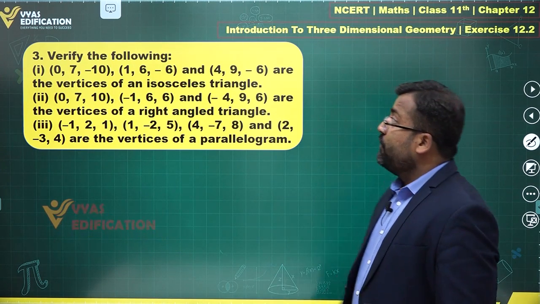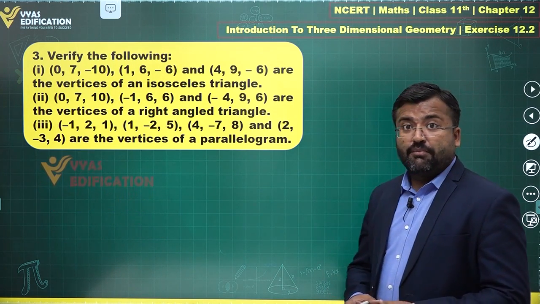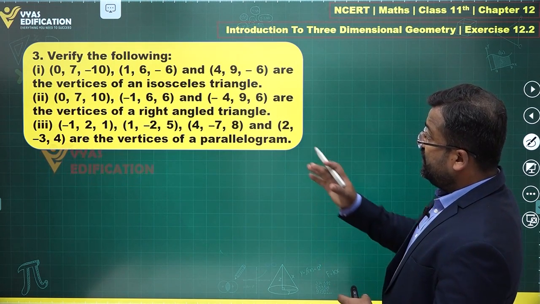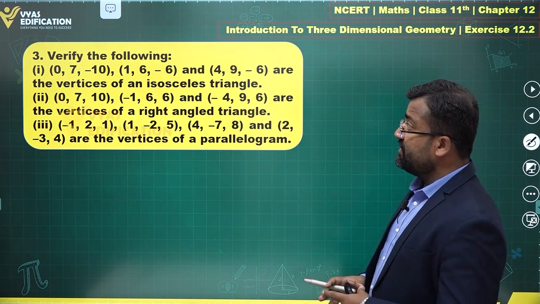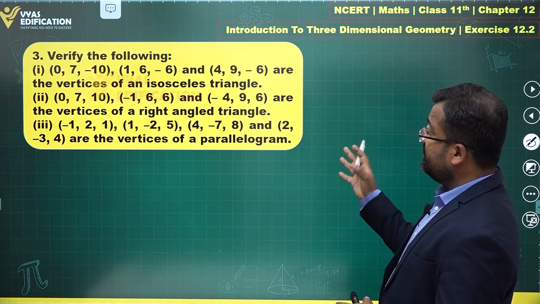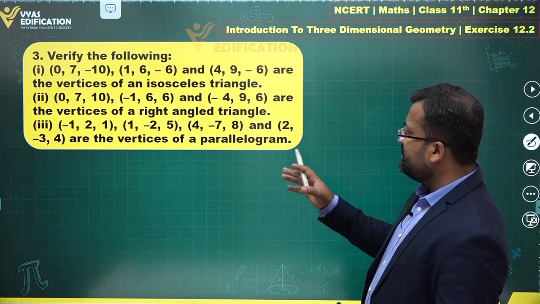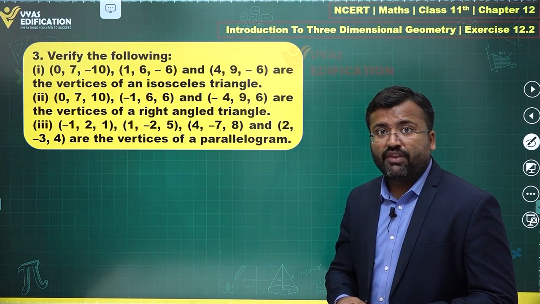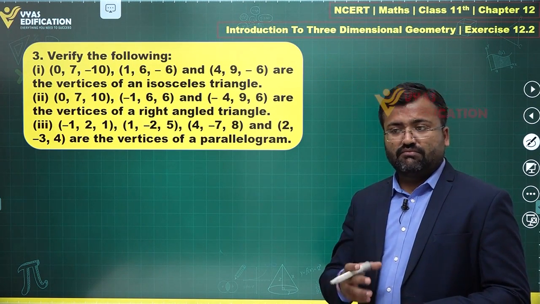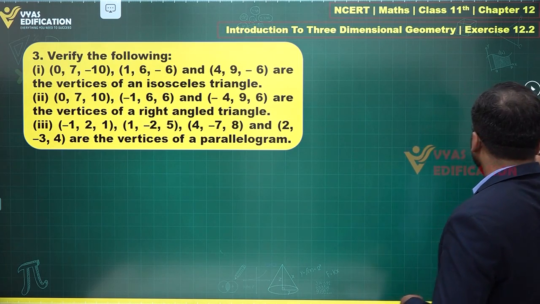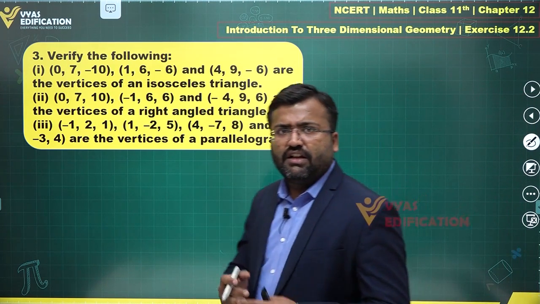The third question says, verify the following. There are three parts of this. These are the vertices of an isosceles triangle. Then the second part, we have these are the vertices of a right angle triangle. And the third part, we have 1, 2, 3, 4. These are the vertices of a parallelogram. How will we go about solving this question? Let's take a look at the solution. So each and every part will be solved separately. Let's talk about the first part.